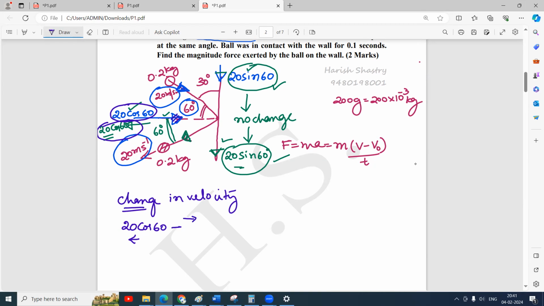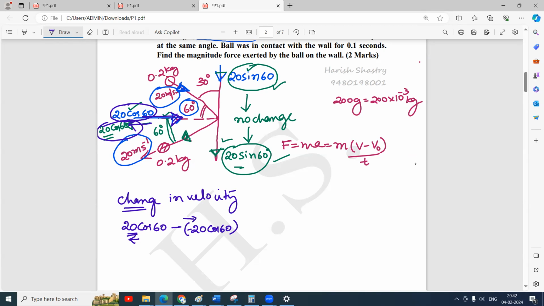Change means the difference. So 20 cos 60 minus another velocity, which is minus 20 cos 60, because it is opposite to the initial direction. So it was moving like this along a direction perpendicular to the wall, but it comes back again perpendicular to the wall in the opposite direction. So I have to put one more negative, because I want to find out V minus V naught along with a sign. So V is, if it is taken positive, then V naught is opposite. So minus 20 cos 60.